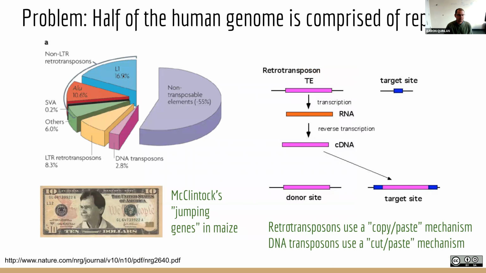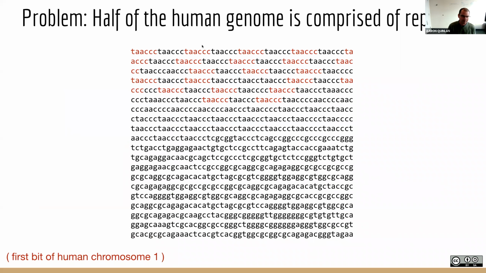So LINE elements, oh gosh, a LINE element is about 6,000 base pairs. If I remember right, if this is your area of expertise, correct me, but I'm pretty sure they're about 6 kb. When they copy and paste, you get repeats that look like these red sequences, but the sequences are now 6,000 base pairs, and they're littered throughout the genome.